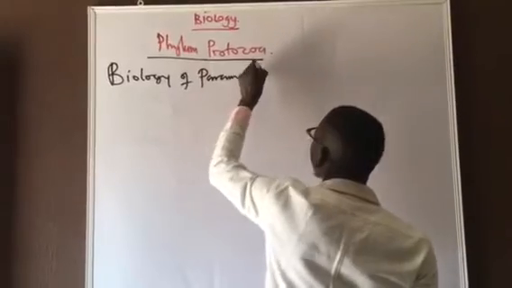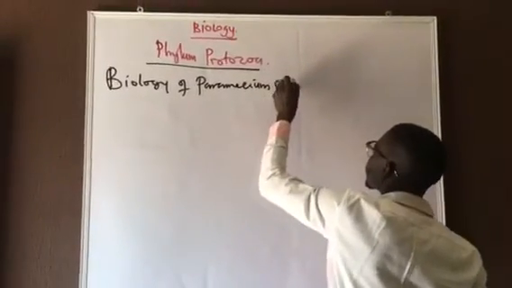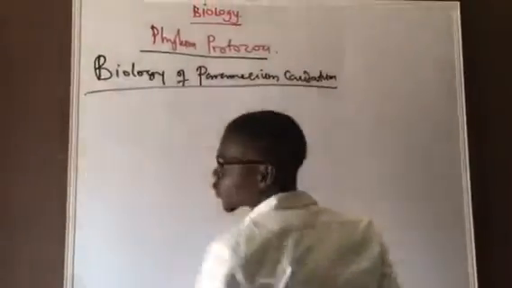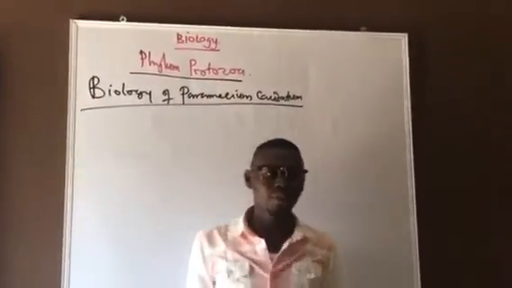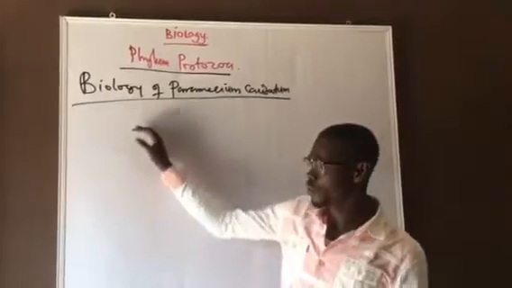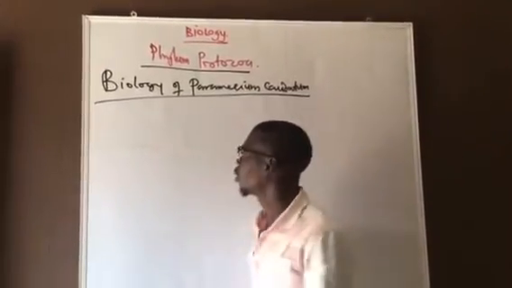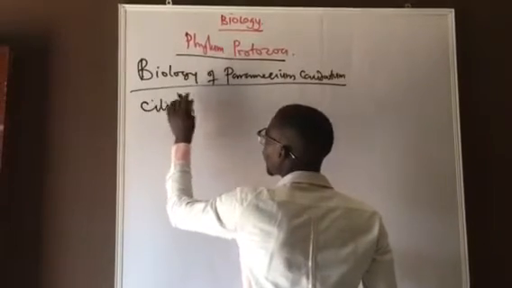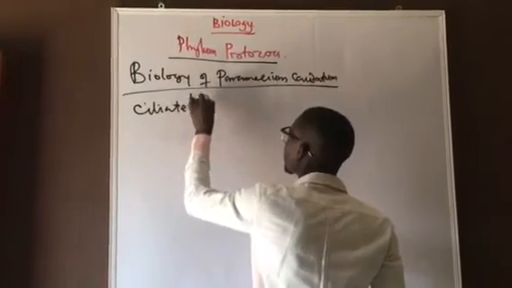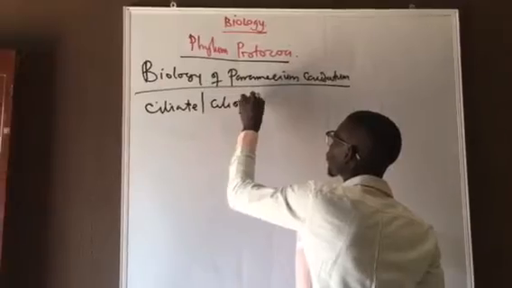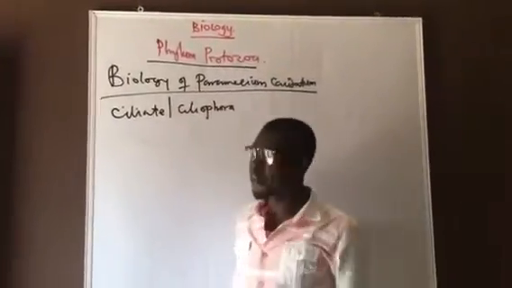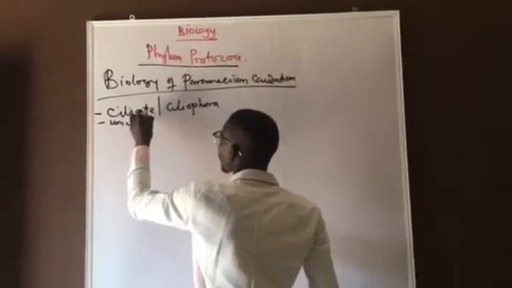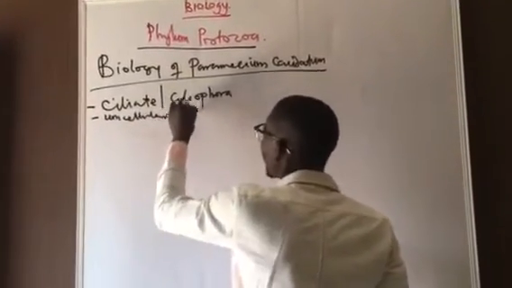Paramecium caudatum. So when we talk about paramecium, paramecium belongs to the group Ciliate or Ciliophora. They are unicellular. Paramecium are unicellular protozoa. So they belong to this group.